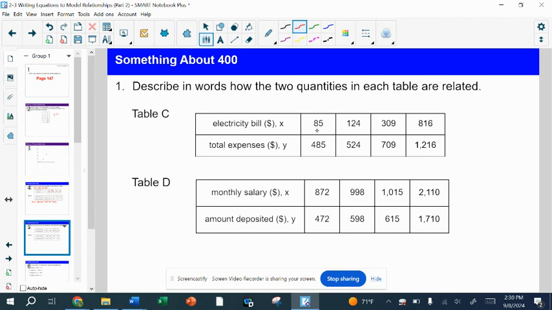Well, this is 85 to 485. 124 to 524. 309 to 709. Isn't it just saying that the total expenses are always going to be $400 more than the electricity bill? Right? So add 400 to the electricity bill.